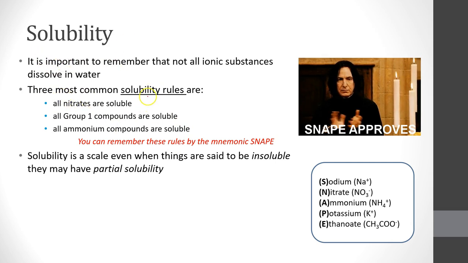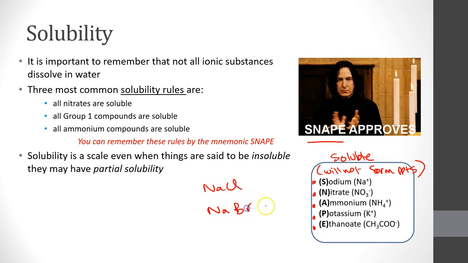So one of the ways that we can remember it is using good old Professor Snape, okay? This is a mnemonic that helps us to remember them. That is that compounds containing sodium, nitrate, ammonium, potassium, or ethanoate are going to be soluble compounds, okay? So that means they will not form precipitates. So anything that has a sodium cation, so NaCl, NaBr, all of these, it doesn't matter what the anion is, these will always be soluble.